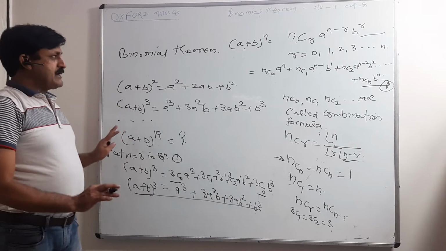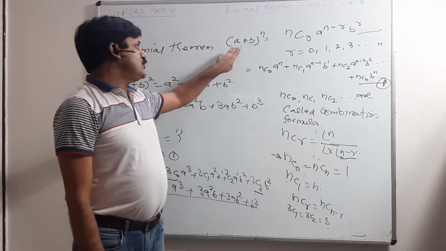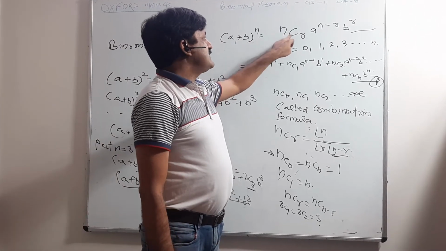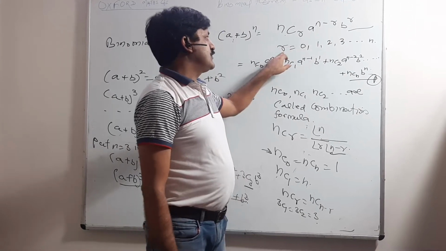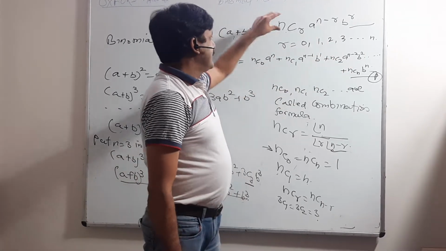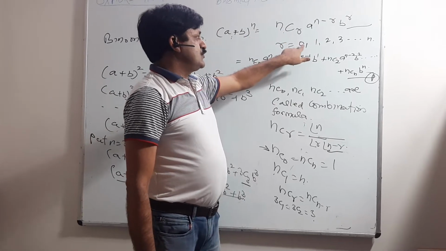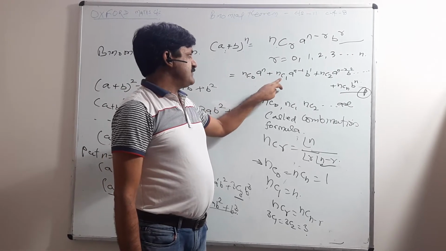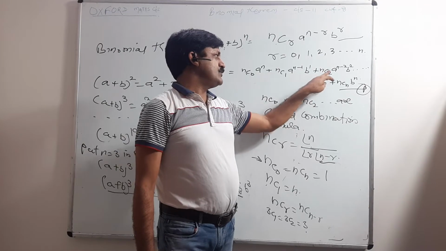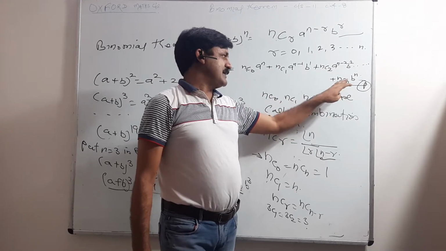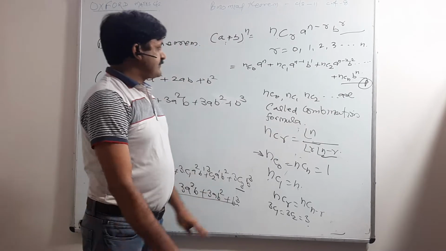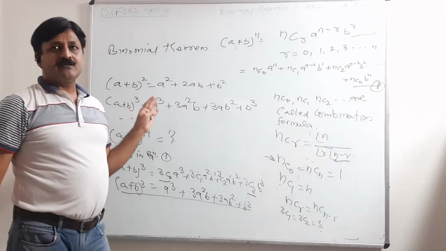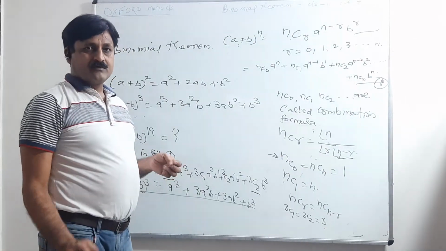Similarly, any type of binomial expansion can easily be done by the binomial theorem. (a plus b) whole power n is equal to, that is the general term, nCr a to the power n minus r b to the power r, where r is equal to 0, 1, 2, 3 up to n. By giving the values of r, the expansion becomes nC0 a to the power n plus nC1 a to the power n minus 1 b to the power 1 plus nC2 a to the power n minus 2 b to the power 2, and so on, and the last term is nCn b to the power n. By this theorem we can expand any binomial expression given in your book.